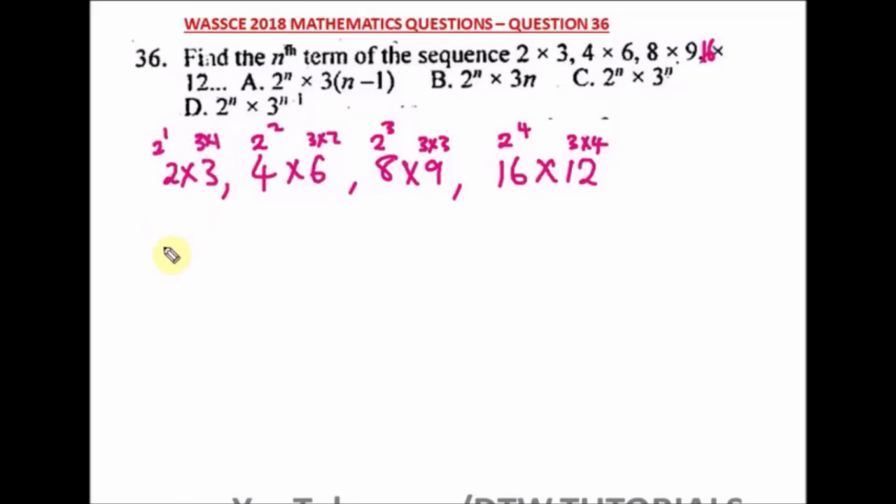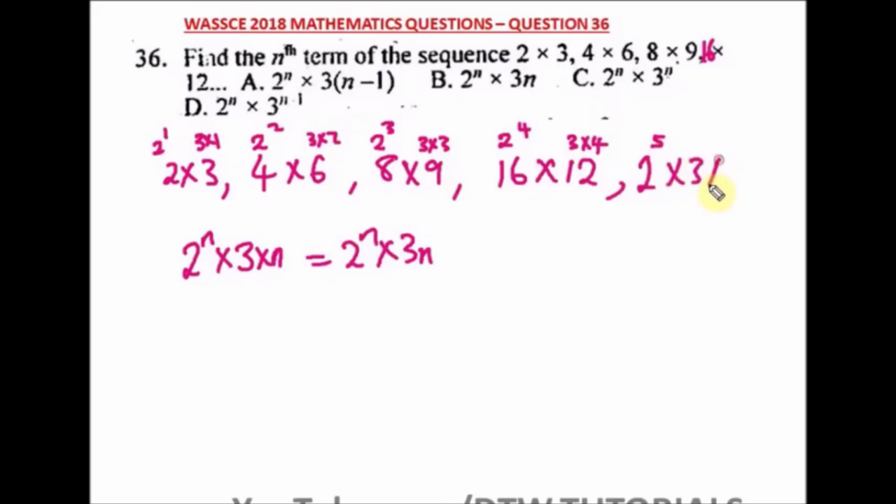Okay, so to get the nth term of the sequence, to get another value here, all we need to do is apply this formula, which is 2^n times 3 times n, which is 2^n times 3n. So to get the next value here, for instance, the next one will be 2 raised to power 5 times 3 times 5, because n here is 4 and n here is 4.